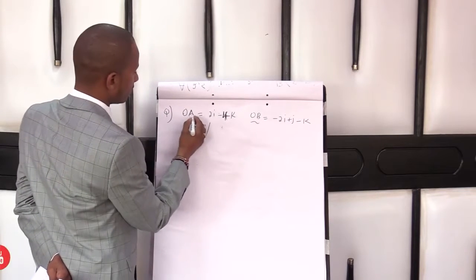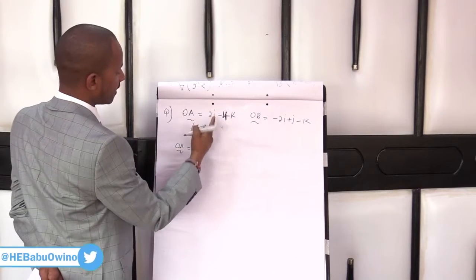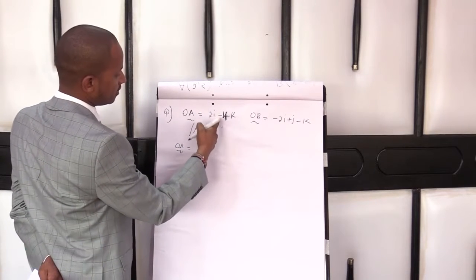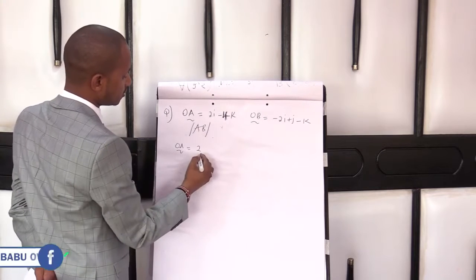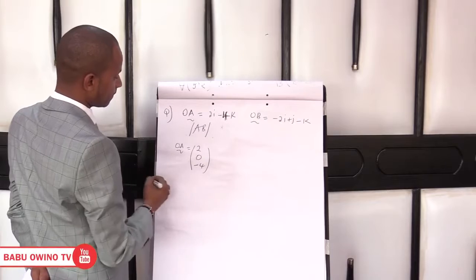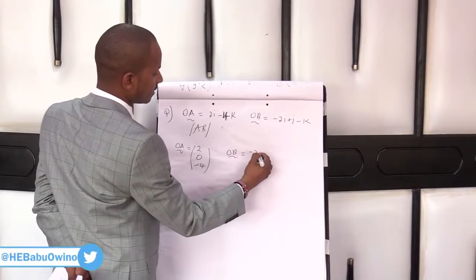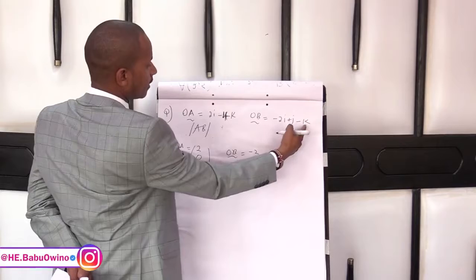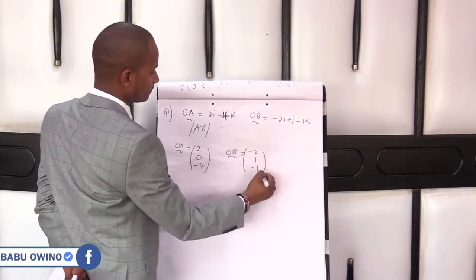But what is our OA? Our OA equals 2i, there is a j because 2i, j, then k. So what is our j value? 0. Then what is our k value? Minus 4. Whereas OB equals minus 2i, j is 1, and the value for k is minus 1.